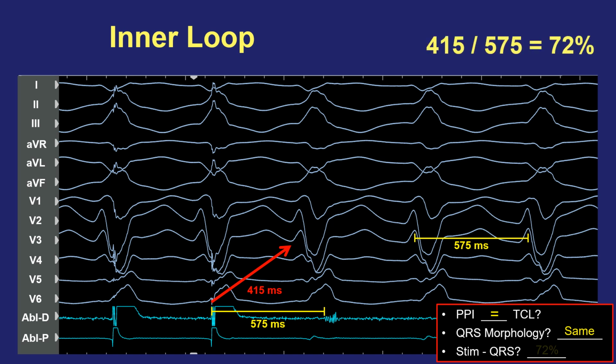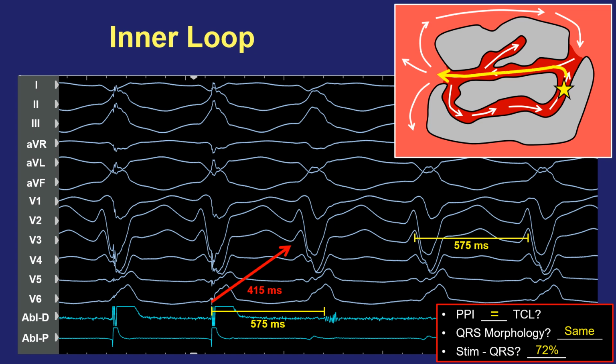415 milliseconds. And as a percentage here, that's 72% of the VT cycle length. That puts us not only in the proximal isthmus, but round the corner. You're even further back here, where you're kind of rounding the corner and getting into the central isthmus and then exiting out the same way that the VT does, which is why the morphology looks the same.